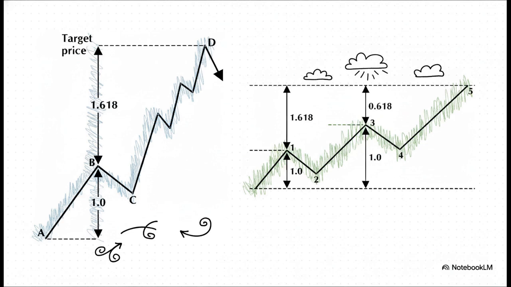Add that to the bottom of your corrective wave at C, and boom, you have a highly precise target price for point D. Then, on the right, you can see how this expands into a 5-wave pattern. You're layering in the reciprocal ratio of 0.618, which is basically the inverse mathematical relationship, to pinpoint the ultimate top of the trend. It's just beautifully systematic, objective forecasting.